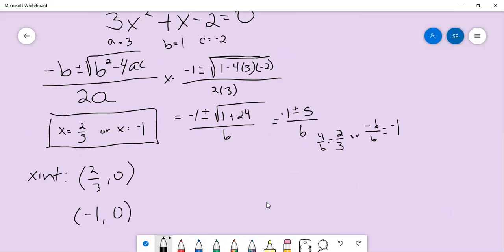Okay, so that's our ordered pairs for our x-intercept. Our y-intercept for this equation, if we plug 0 in, we're going to get 0 plus 0 minus 2. So it's going to be (0, negative 2). So we're trying to solve these quadratic equations.